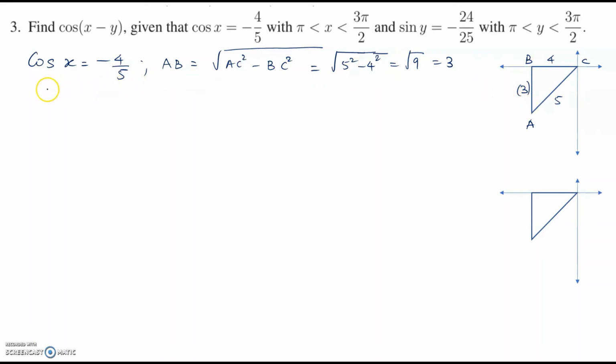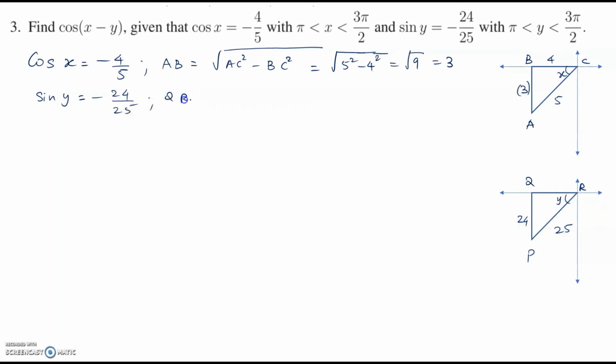Next, sin y is equal to minus 24 by 25. So let's define this as P, Q and R, right angle triangle. Here the angle is X and here the angle is Y. Now sin y is minus 24 by 25. That means opposite side is 24 and the hypotenuse is 25.